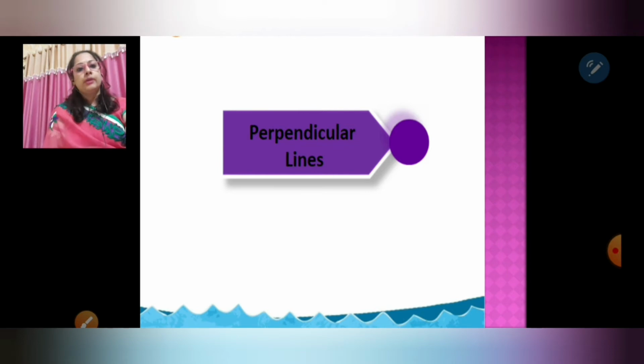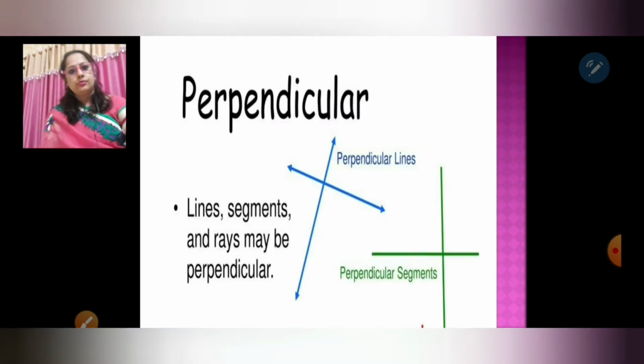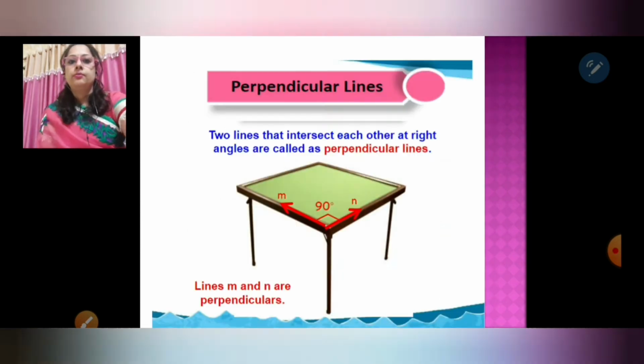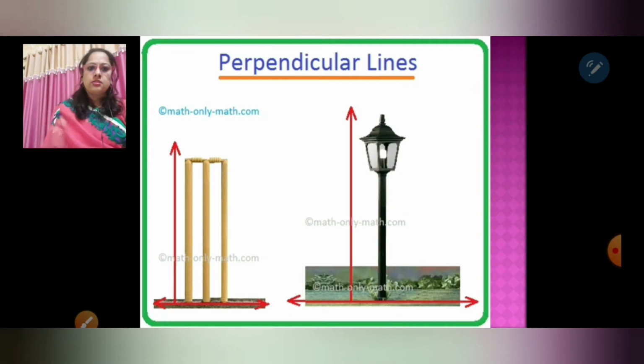Now coming to perpendicular lines. Line segments, rays and segments may be perpendicular. Two lines that intersect each other at right angles are called perpendicular lines. As you can see in the example of the table, the corner of the table makes perpendicular lines. So, lines M and N are perpendicular. These are some more examples of perpendicular lines.